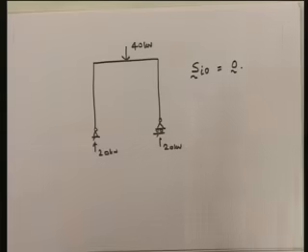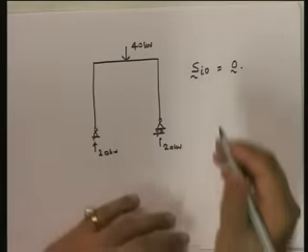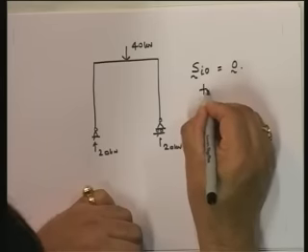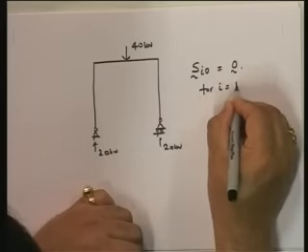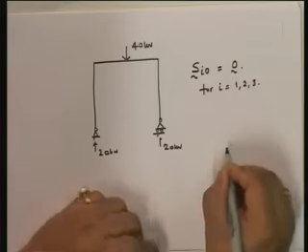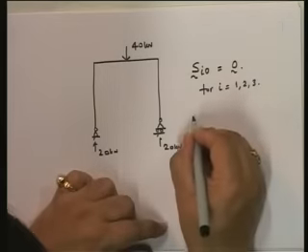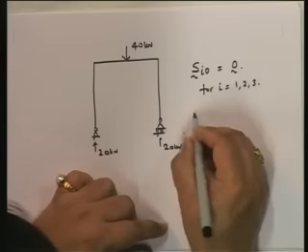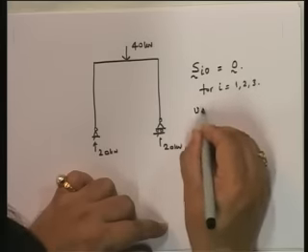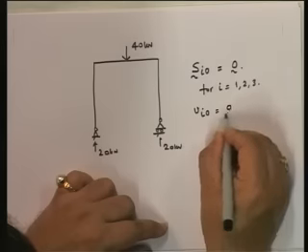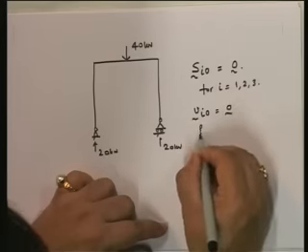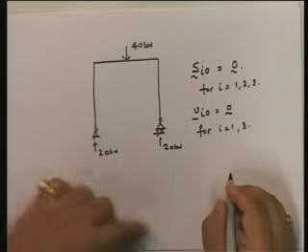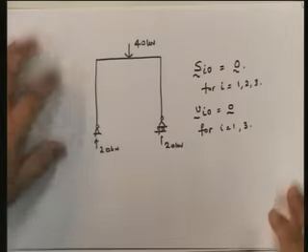We've already discussed this, so there's no point going through each one of them, all of them, for i equal to 1, 2, 3. So now I have to find out Vi0. Now Vi0 will only happen in the members that have loads, so Vi0 is equal to 0 for i equal to 1 and 3.